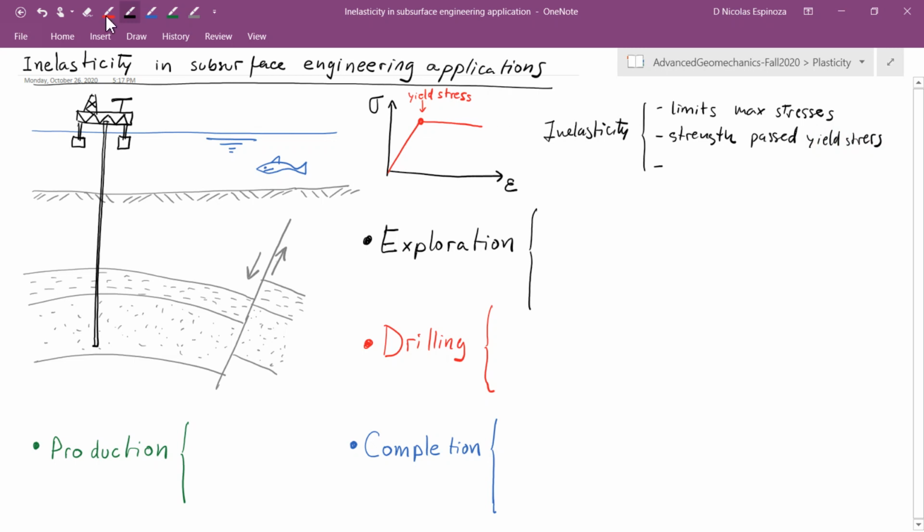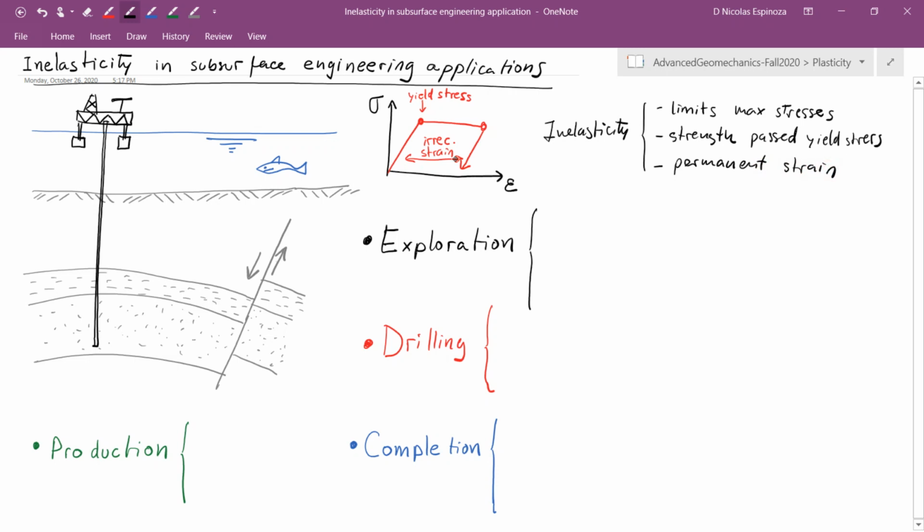And third, a characteristic which is very important of inelasticity is that if we were to unload such a material, we will have an irrecoverable strain or a permanent strain. And that's why we call it inelasticity. And that's going to be the third characteristic that we're going to summarize in here.